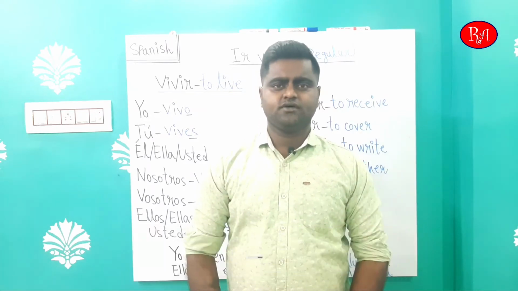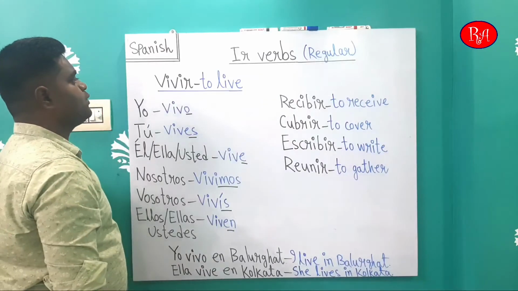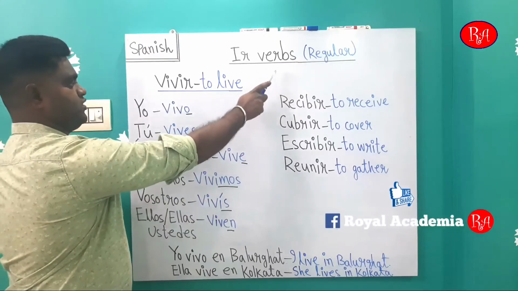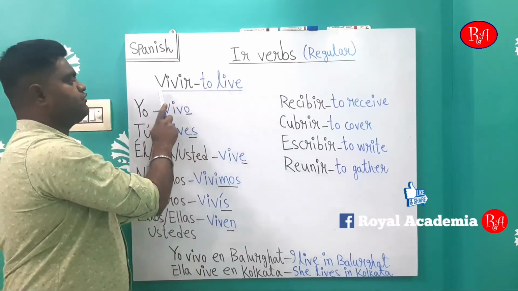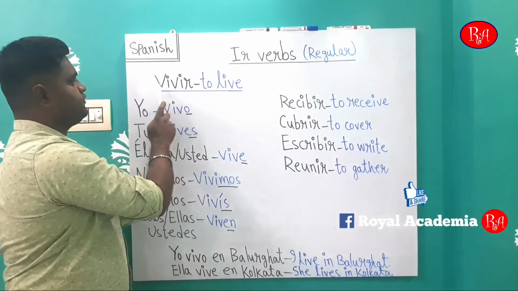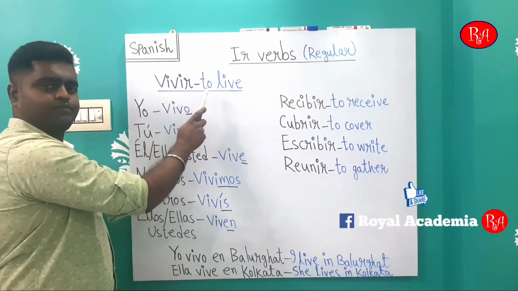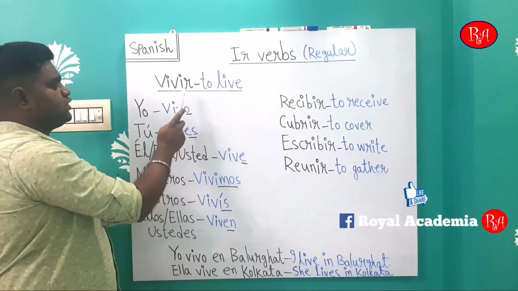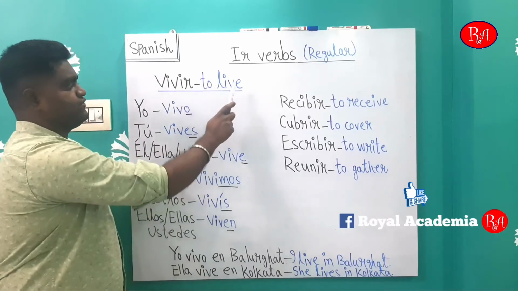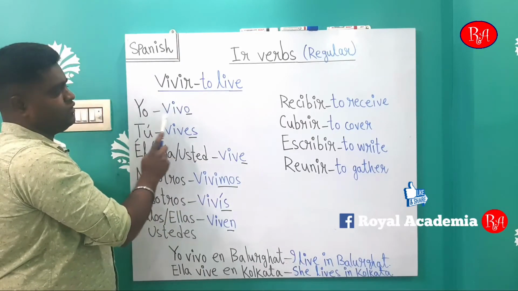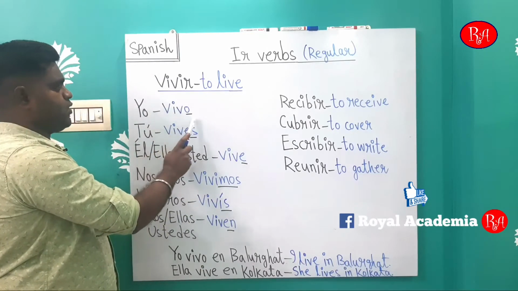So let's start. Today we are going to start regular IR verbs. For example, vivir. Vivir, the verb ends with IR. Okay? Vivir means to live. The conjugation: yo vivo, yo vivo.